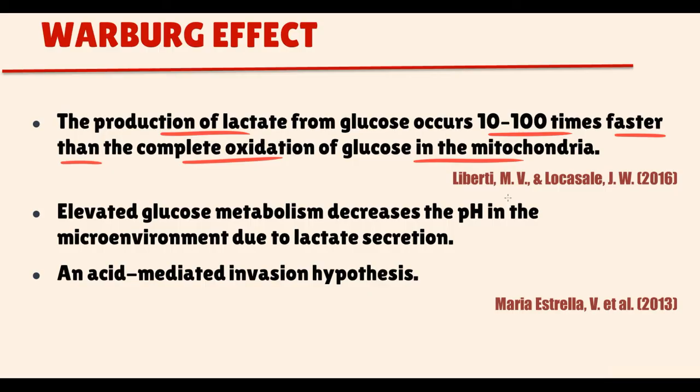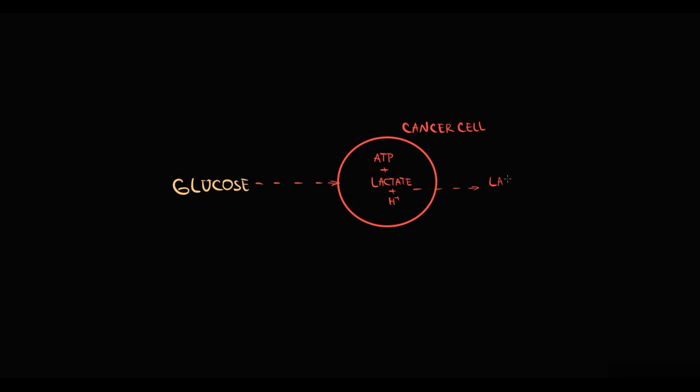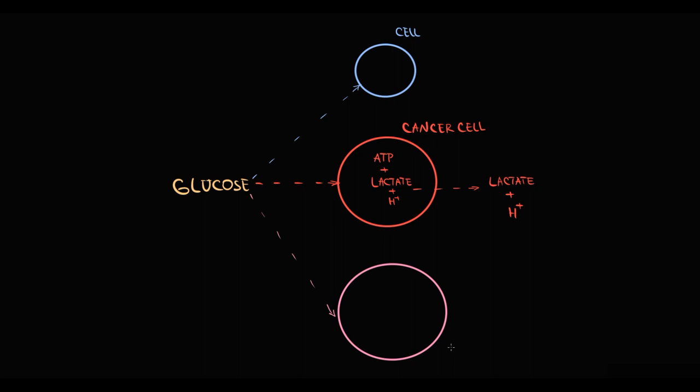And also, anaerobic glycolysis provides acidification of the microenvironment due to lactate secretion. And currently, we have the so-called acid-mediated invasion theory. To explain this, when cancer cells take up a glucose molecule, they degrade glucose in the cytosol to ATP and lactate with hydrogen ions, and then they excrete lactate into the surrounding environment. But other cells also prefer glucose to any other metabolite, so cancer cells compete with other cells for glucose molecules. And among these cells are tissue-associated macrophages.